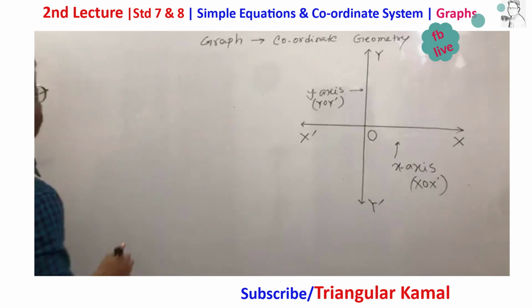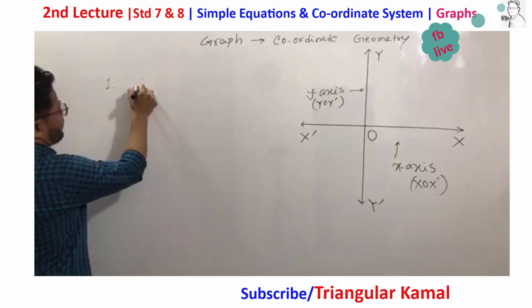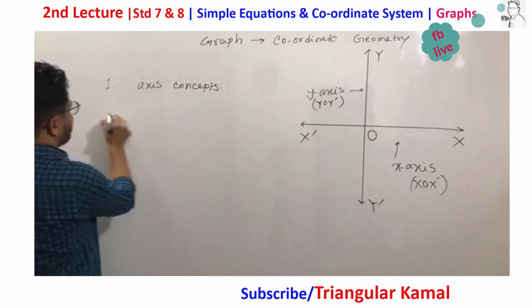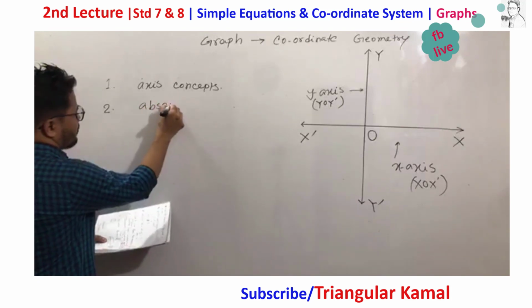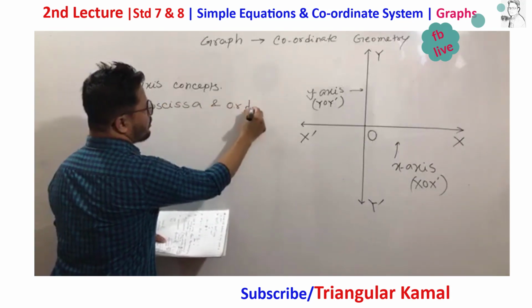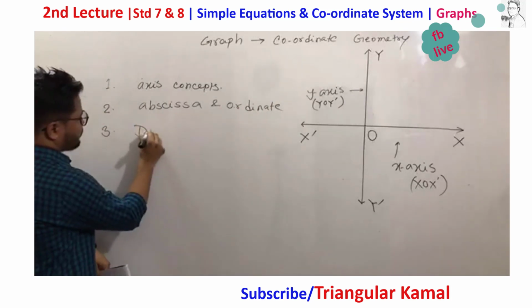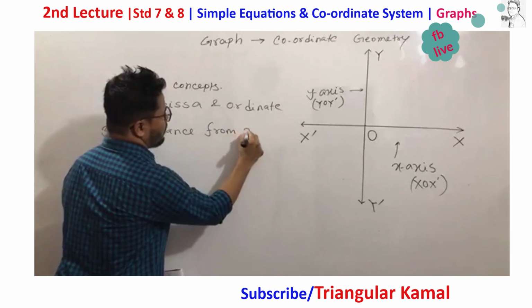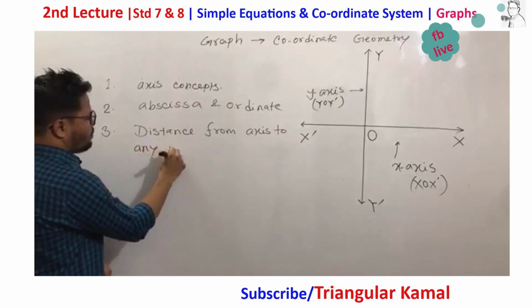Basically we will discuss coordinate points. Number 1, axis concept. Number 2, abscissa and ordinate. Give attention. Number 3, distance from axis to any point.